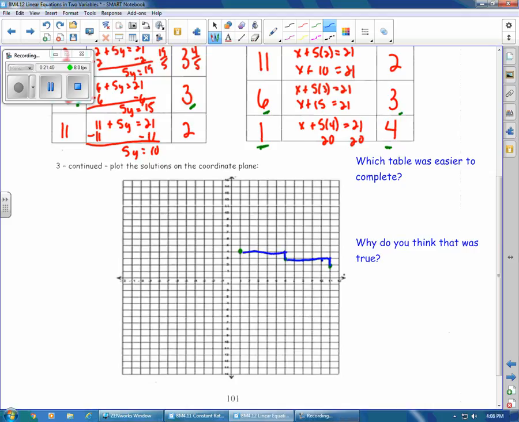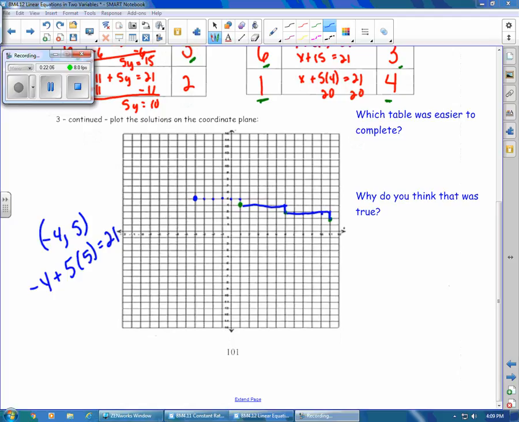So if I want to know the next point, I bet you I could figure it out. If I go up 1 and then over 1, 2, 3, 4, 5. Let's see, that would be negative 4, 5. Let's see if that might be a solution to the equation. So negative 4 plus 5 times 5 equals 21. So negative 4 plus 25 equals 21. It works. So that would be a solution as well.